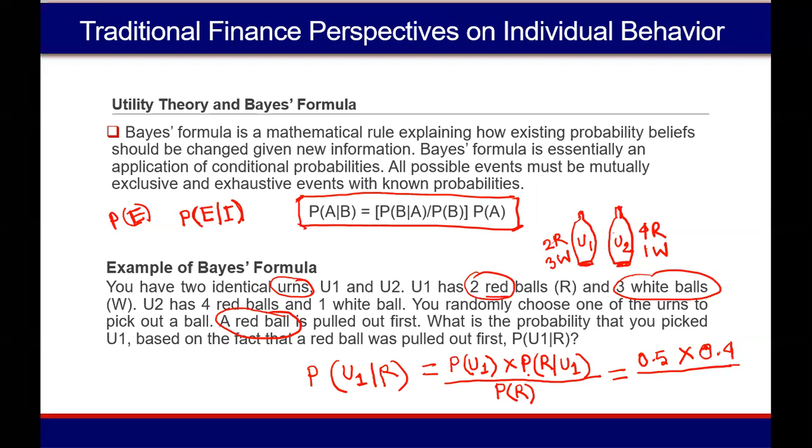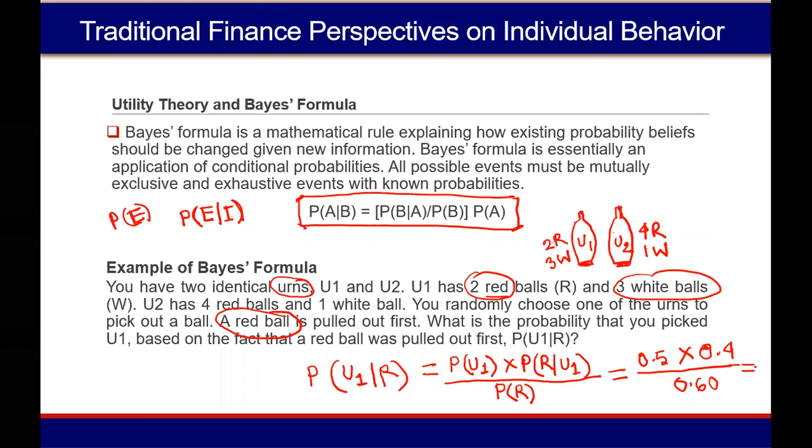Okay. Now what is the probability of selecting a red ball only, irrespective of the urn? How many red balls are there in total? There are 2, there are 4, so 6 red balls in total, and in the 2 urns there are 10 balls in total. So the probability of getting a red ball out of the total 10 balls is 0.6.